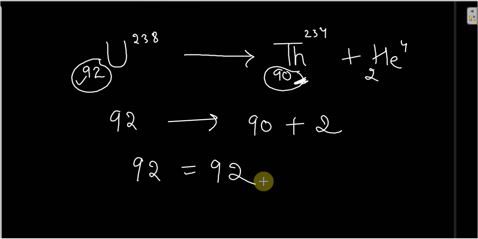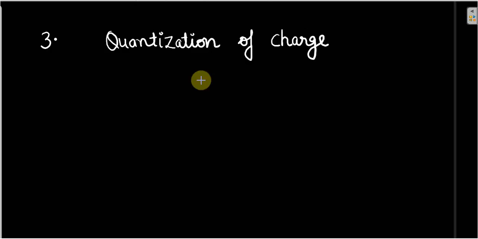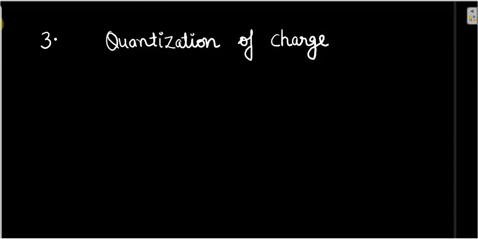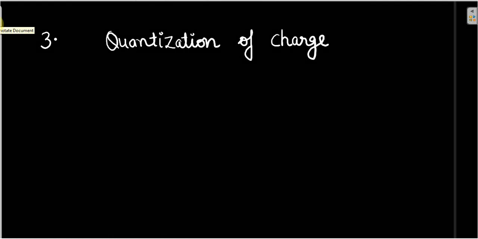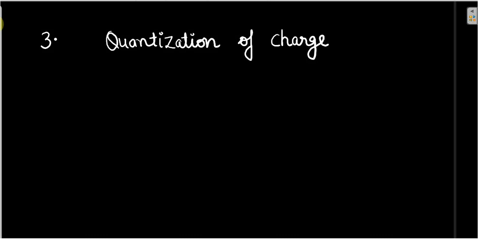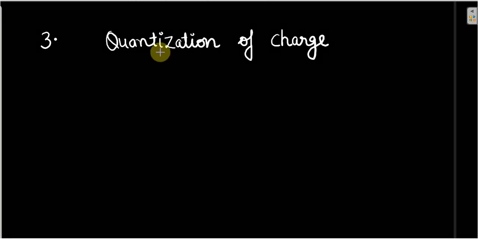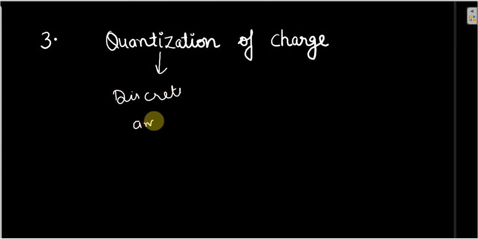Now we are going to discuss the third property, that is quantization of charge. So what do you mean by quantization of charge? We will understand. The basic property of charge is quantization of charge. I will give you some examples, but before that you have to understand what quantization is. Quantization means something in a discrete amount like 1, 2, 3.